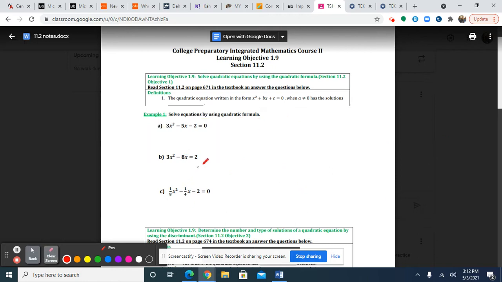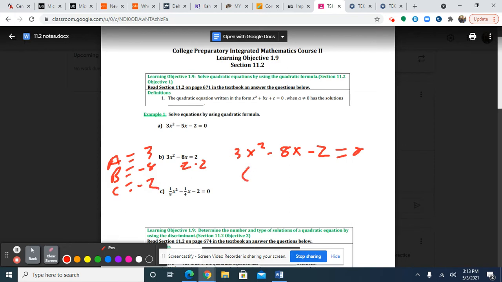Once we have that steps outlined, it should be a lot faster. We want to make sure again that we're always equal to 0. So we're going to have to move the 2 over by subtracting 2 on both sides. So 3x squared minus 8x minus 2 is equal to 0. So what's our A, what's our B, and what's our C? Our A is 3, our B is -8, and our C is -2.